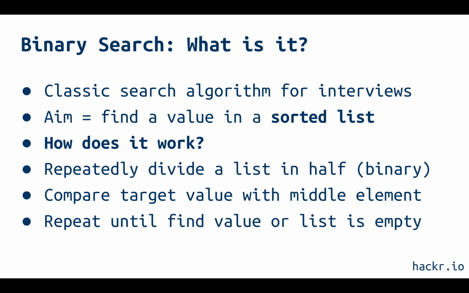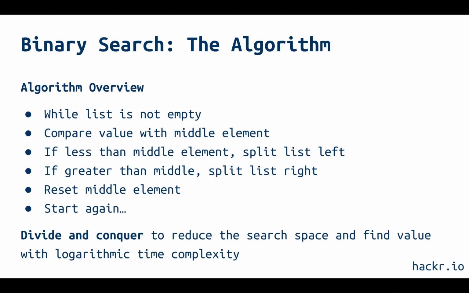Well, we repeatedly divide a list in half, which is why it's called binary search. We compare our target value with the middle element, and we repeat until we find our value or the list is empty. Let's now discuss the algorithm with an overview.